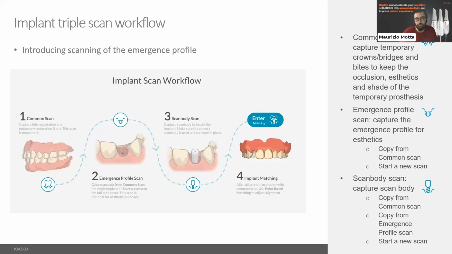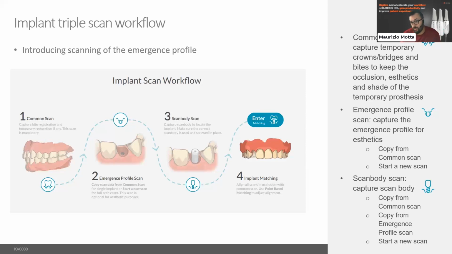So what did we change in version 108? We added an additional scan for the implant workflow. What does it mean? In a common scan, you can now capture your temporary crowns or bridges and the occlusion. Or if you have the chance, the original tooth, so the patient's natural tooth before the extraction, before placing the implant. This helps you to have a better occlusion and better information for your upper and lower jaw connection.